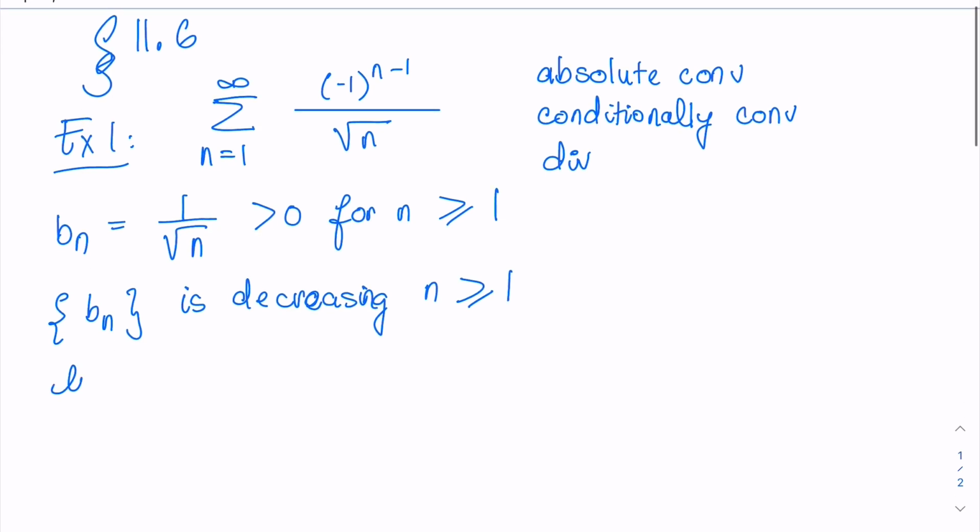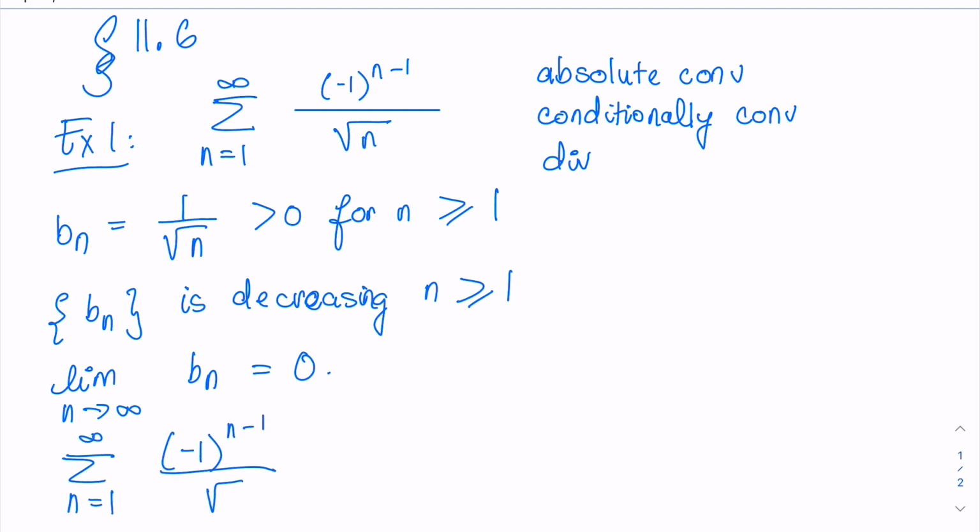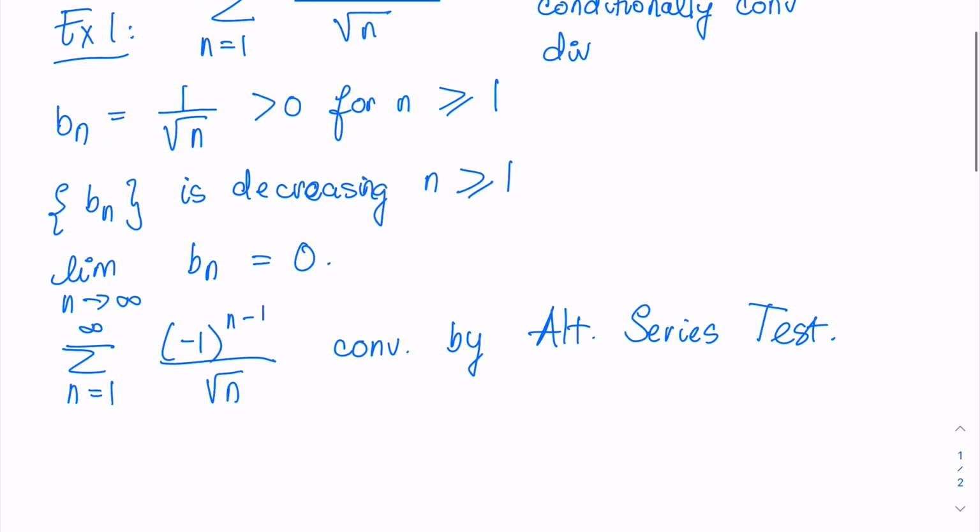Let's take the limit. So when you take the limit as n approaches infinity of b sub n, you're going to get 0. Therefore, we know this series converges by the alternating series test. Now, we need to see whether the series is conditionally or absolutely convergent.